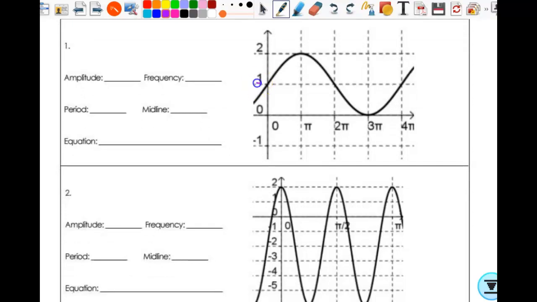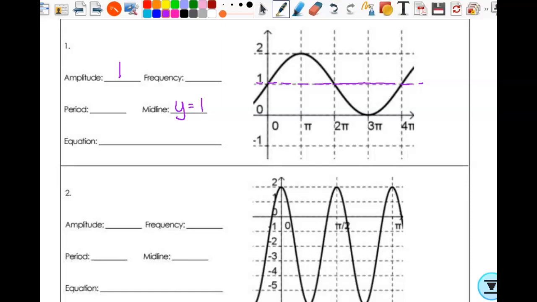I like to start with my midline. Sometimes I got to count. Sometimes it's pretty easy to write in. So I know that my midline is y equals 1. What is my amplitude here? 1.